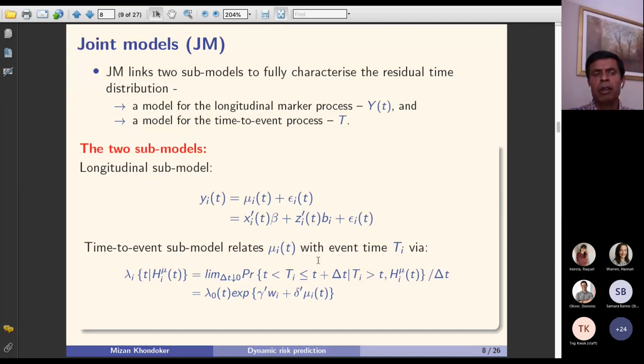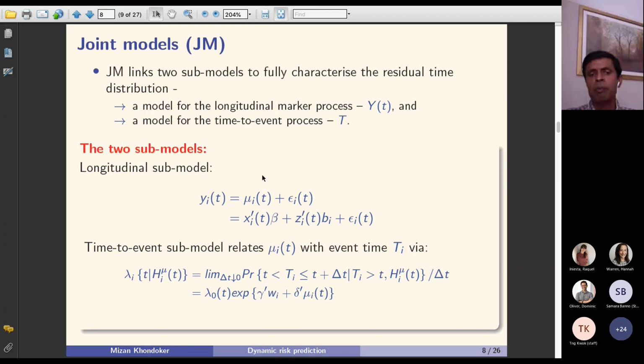So joint model is probably the most natural framework for dynamic prediction. The joint model actually links two submodels to fully characterize the risk distribution: a model for the longitudinal marker, which is denoted by Y_i(t) in this talk, and a model for the time-to-event process, which is the survival data actually. So you have longitudinal data as well as survival data, and the two distributions are simultaneously modeled.